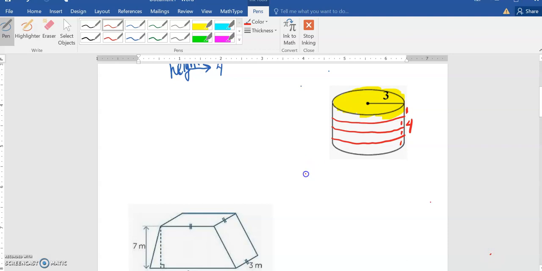So the volume here will be the area of your base times your height, which is pi times 3 squared. That's the area of your base times your height, which is, in this case, 4. So that's going to be 9 pi times 4, which is 36 pi. I don't have units here, so I will just put units cubed.